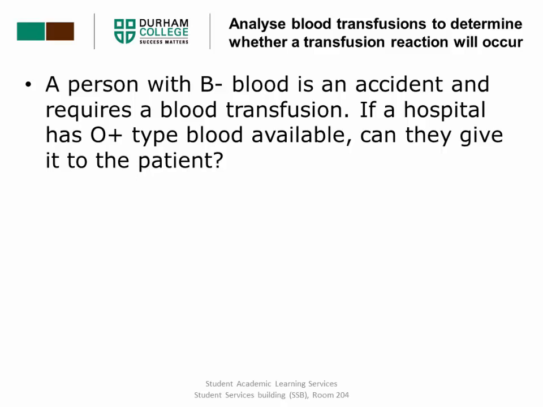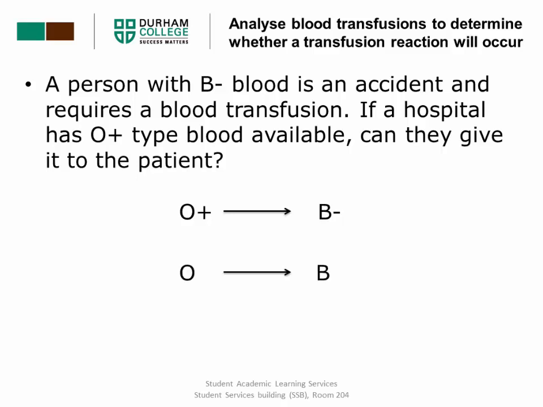A person with B negative blood is in an accident and requires a blood transfusion. If the hospital has O positive type blood available, can they give it to the patient? So the patient has B negative blood, and we want to see if they can receive from the O positive type blood that is available at the hospital. So here is our setup for the analysis of the question.